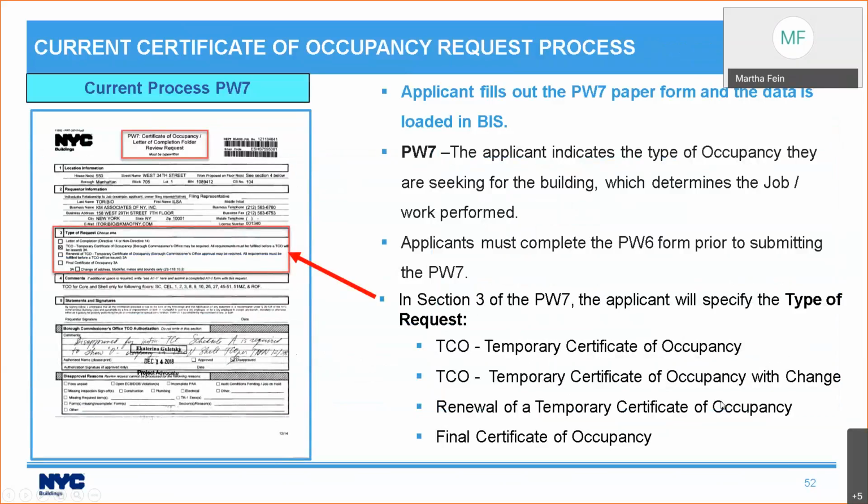So currently, you fill out the PW7 paper form and the data gets loaded into BIS. And you'll indicate on the PW7 what type of occupancy you're seeking, and that determines the job or work performed. And you currently need to do the PW6 before doing the PW7. And these are the types of occupancy existing on the PW7: TCO, TCO with change, TCO renewal, and final certificate of occupancy.